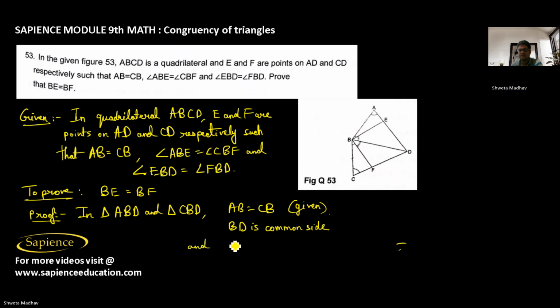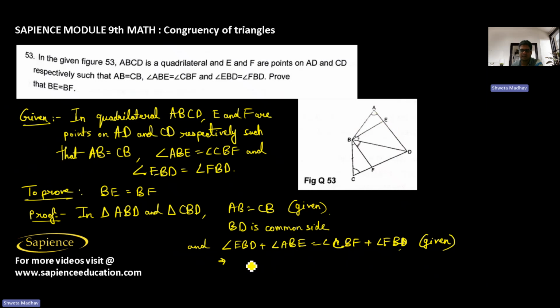And angle ABE plus angle EBD is equal to angle CBF plus angle FBD. Since it is given that these two angles are the same, if we add them, then their sum will also be the same. So this implies EBD plus ABE, that is angle ABD, will be equal to angle CBF plus FBD, that is CBD.